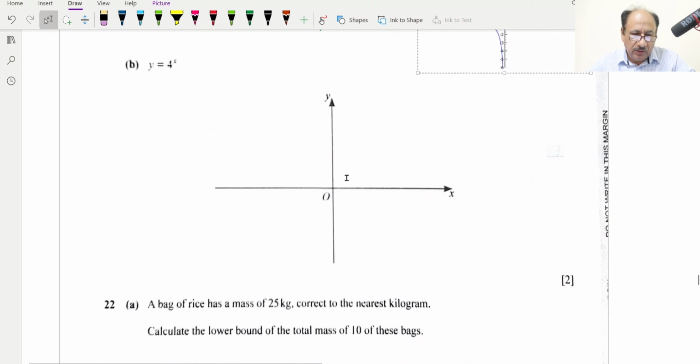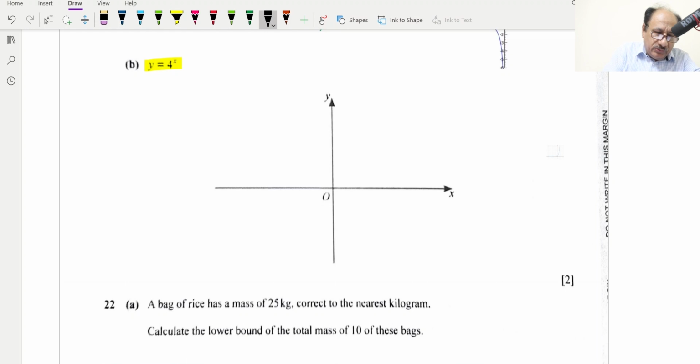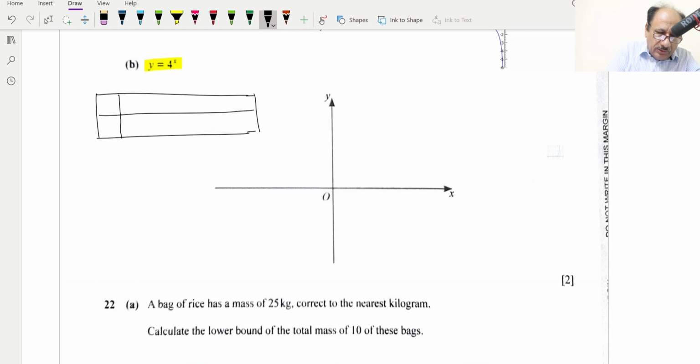And the second part, B part, is saying y is equal to 4 raised to the power x, and similarly we can take the table of values. I will draw a table of values over here, and we can take the y value and x value. For 0 it will be 1, 4 raised to power 0. For 1 it will be 4, for 2 it will be 16, and for 3 it will be a bigger value, so I'm avoiding that one. We can take negative values.